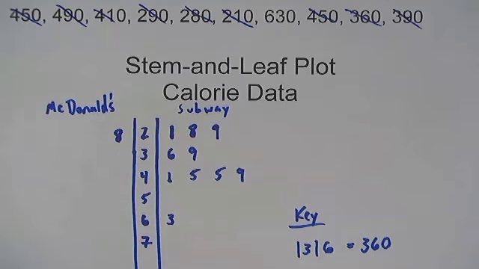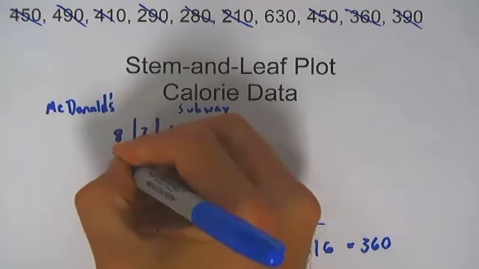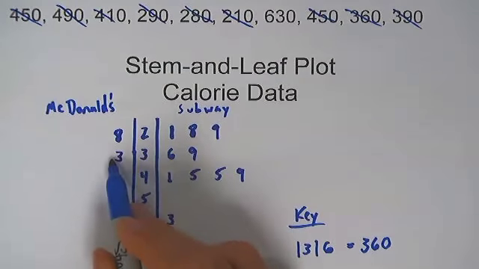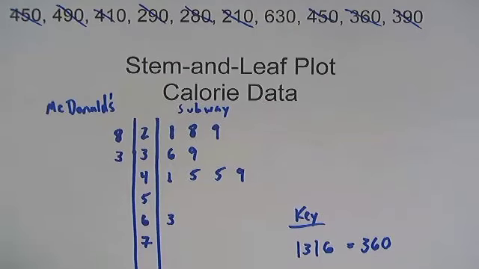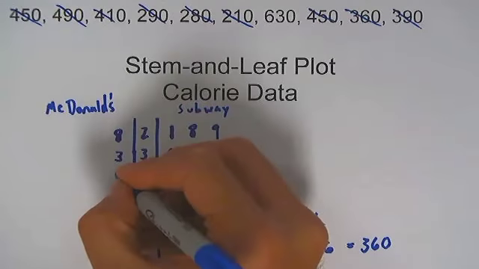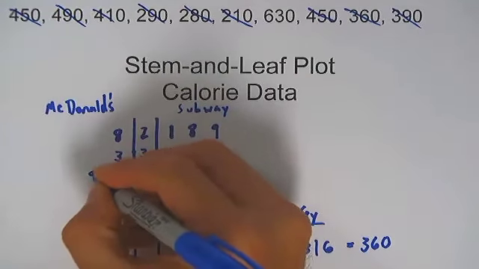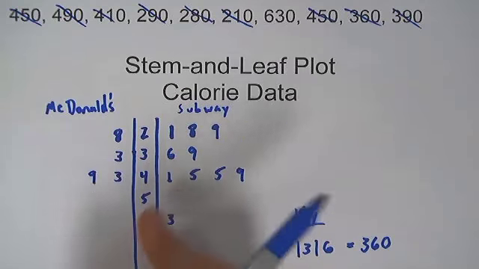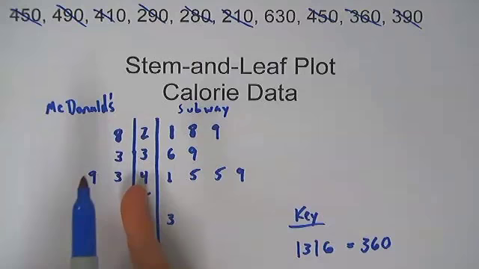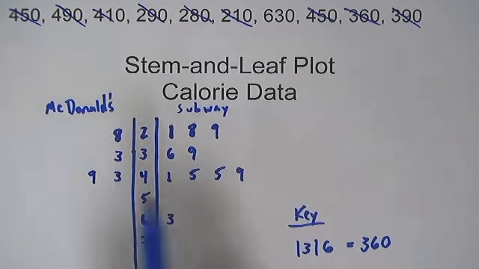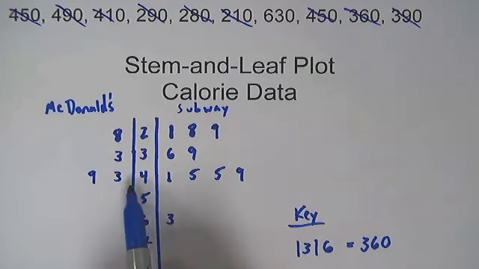Now I don't have any other in the 200s, so the next one is in the 300s. It was 330, so we're going to put a 3 here, so that represents 330. In the 400s, we had 430 and 490, so we put a 3 here and a 9 here. Now they're going in order, from least to greatest as they leave the stem. So they're going least to greatest this way, but least to greatest this way for McDonald's.